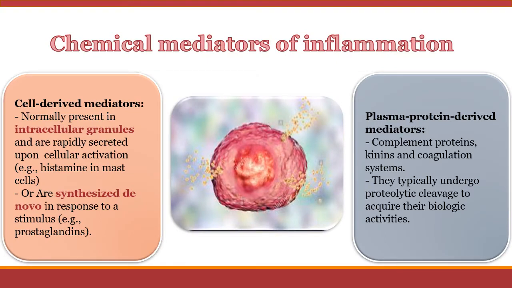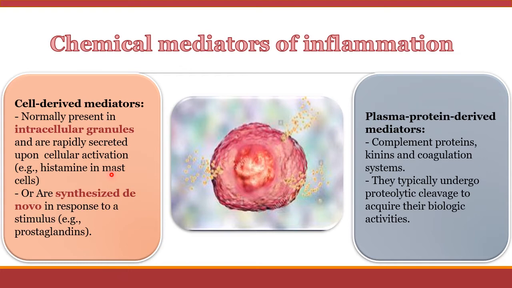The chemical mediators of inflammation usually come from 2 main sources. We have the cell-derived mediators and the plasma protein-derived mediators. The cell-derived mediators are either one of 2. Either they are already normally present in intracellular granules, and when the cells are activated, those cells with the granules, they will rapidly secrete the pre-formed mediators in their cytoplasmic granules. And the best example for that is the histamine that is present inside the mast cells.